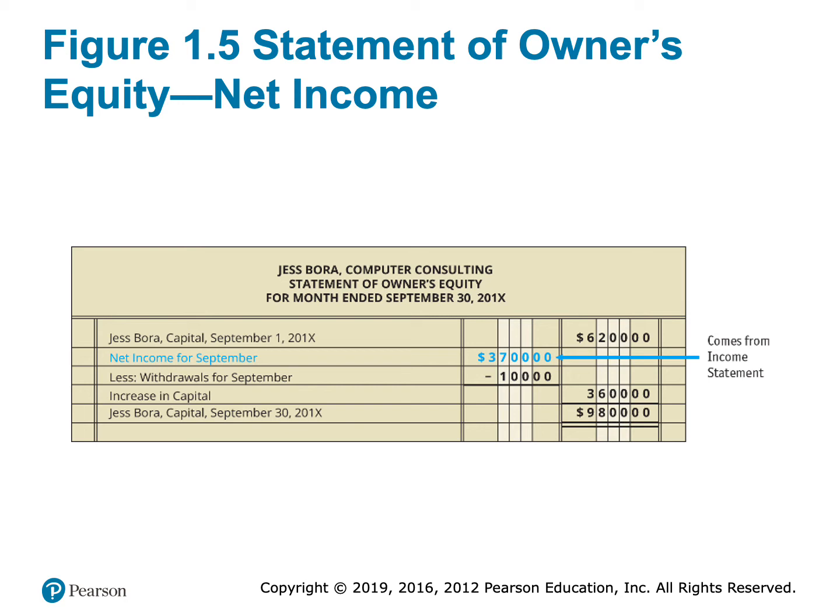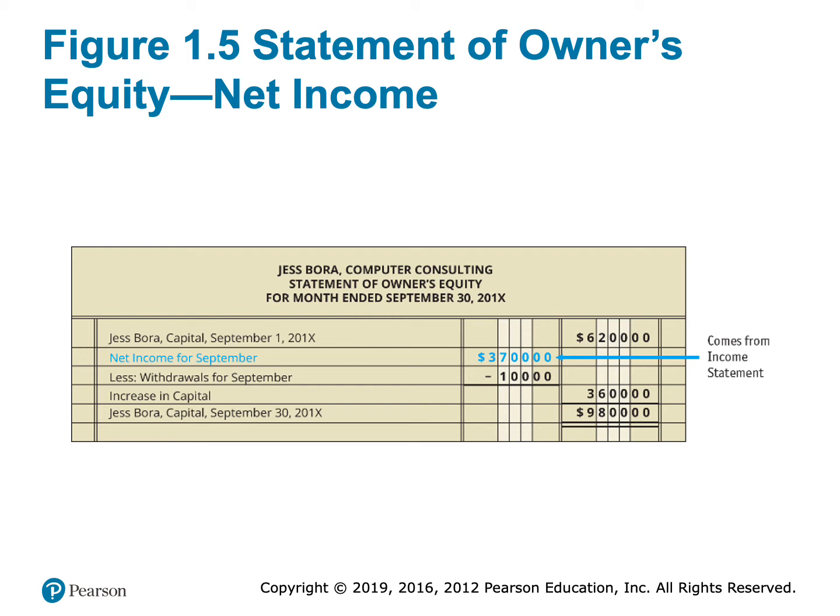So we start off this with our beginning capital, the capital on September 1 at the beginning of the period. We add to it net income, and then we subtract the withdrawals. So that net income number comes from the income statement. This withdrawals tells us how much money the owner withdrew.